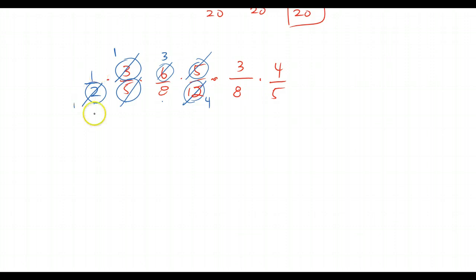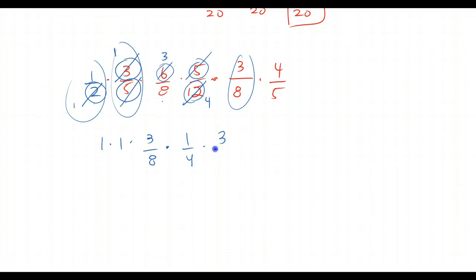So now, if you just rewrite, this whole fraction has become 1. This whole fraction here has become 1. So I have 1 times 1. And then I have this 3/8. I'm just trying to simplify it. Keep going. This fraction has become 1/4. This fraction here remains untouched. It's still 3/8, and now I still have 4/5.